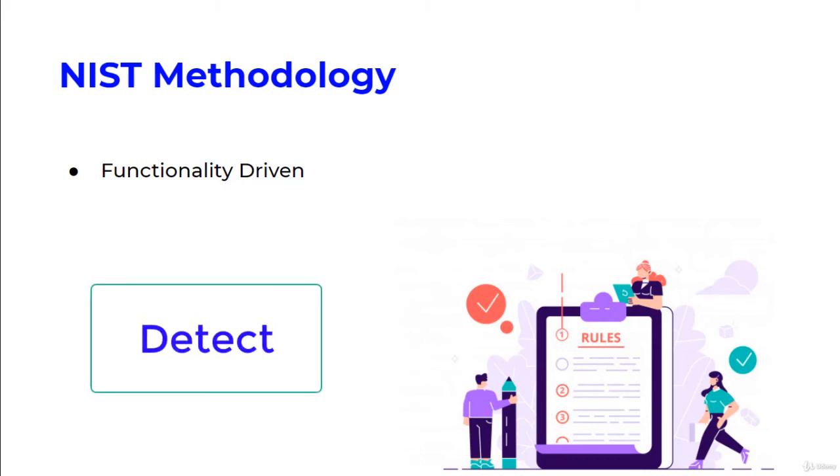Next is the detect. As the name implies, this function includes all the processes and procedures for detecting cybersecurity anomalies and making sure that those events are properly understood. Fourth is the respond. Organizations must also implement processes to properly and quickly respond to a cybersecurity event after it's been detected. And the last is to recover. The final function of the NIST cybersecurity methodology is to recover, which refers to the ability to provide resilience after a cyber attack and recover any capabilities or services that may have been affected.